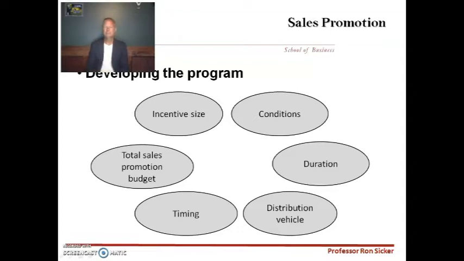And then what is your total sales promotions budget? You got to remember, whenever you do a sales promotion, if you're not getting people to switch from brand to brand, then all you're doing is lowering your average selling price, which means you're just lowering your revenue.